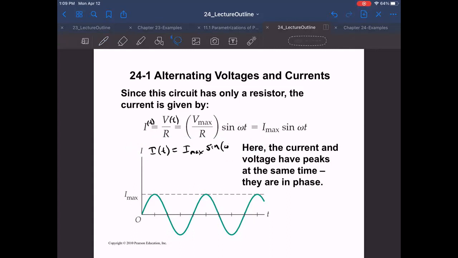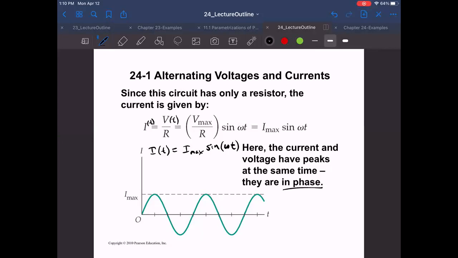Sine omega t. Okay? So as you can see, they're going to vary in phase with each other. As the voltage goes up, the current will go up, for just a single resistor. As the voltage goes down, the current goes down, and they're just going to mirror each other right on top of each other, okay? So they are in phase.